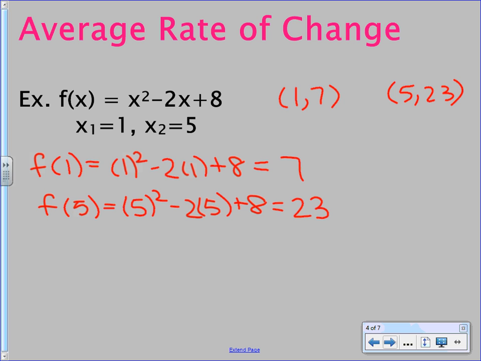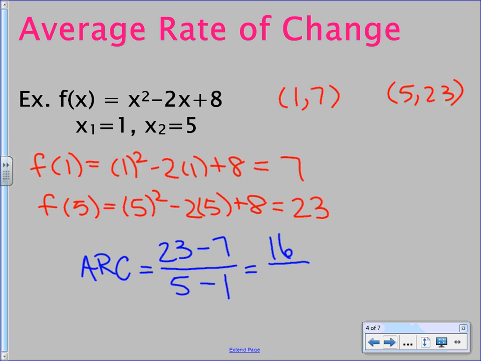So if we want the average rate of change, we're finding the slope between those 2 points. So y minus y over x minus x. Okay. 23 minus 7, 5 minus 1. So our average rate of change is 4.